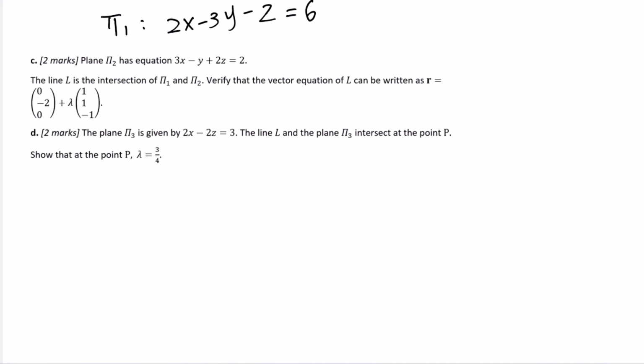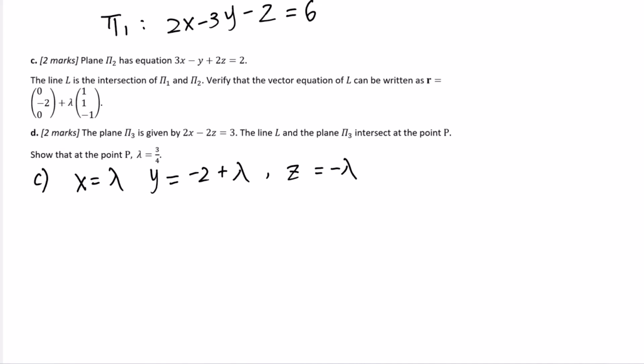Say, plane π2 has equation 3x minus y plus 2z equals 2. The line L is the intersection of π1 and π2. Verify that the vector equation of L can be written as r equals this. We will change this into parametric form: x equals lambda, y equals -2 plus lambda, z equals negative lambda.